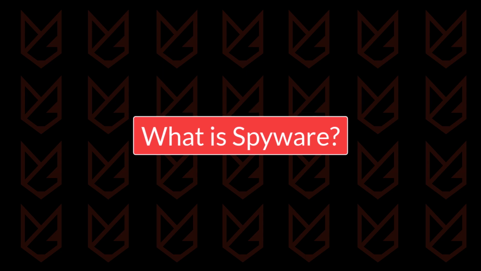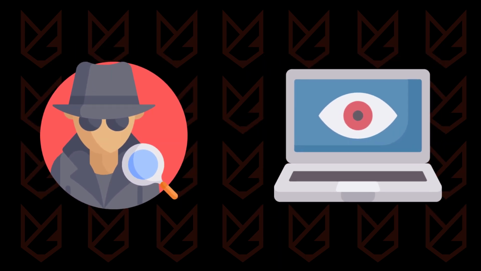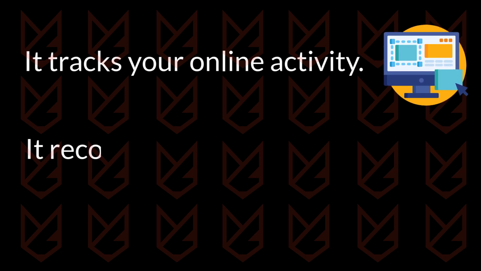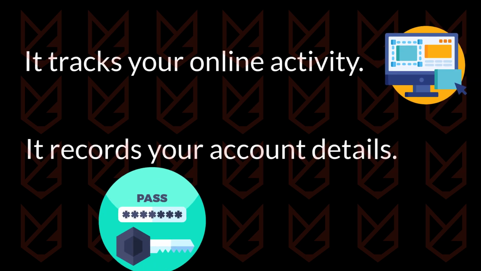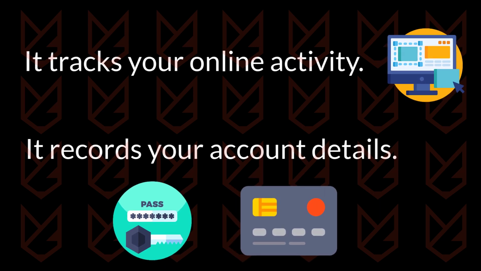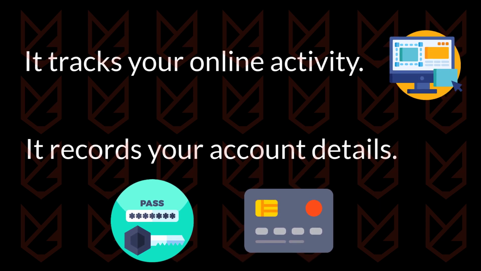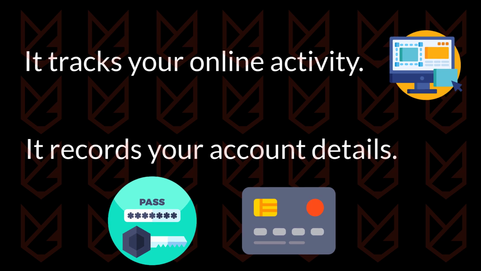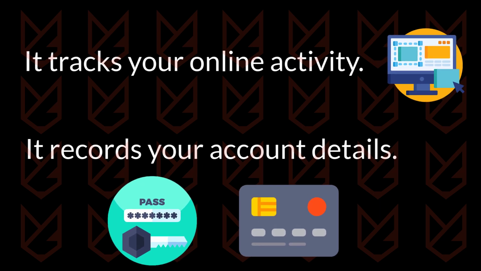What is spyware? Spyware is a type of malware that gets into your PC and secretly records all your activities. It tracks your online activities, like the websites you are browsing. It could record your account details, bank login details, credit card information, etc. Spyware stays on your PC in the form of useful programs, so identifying it isn't easy.